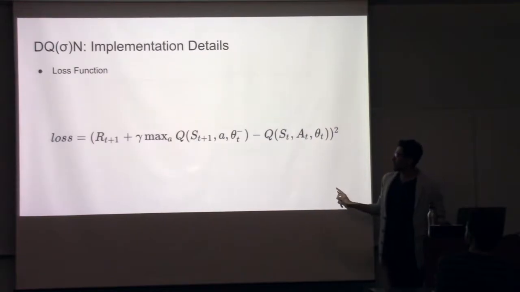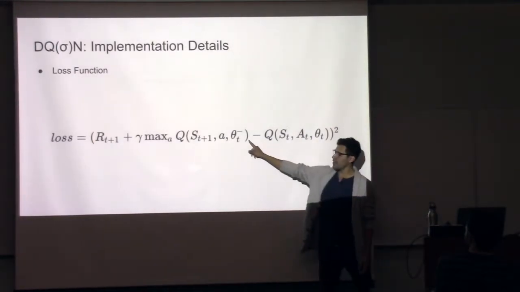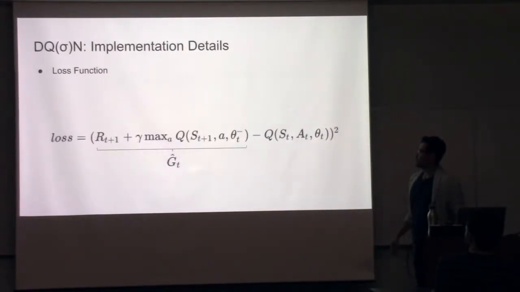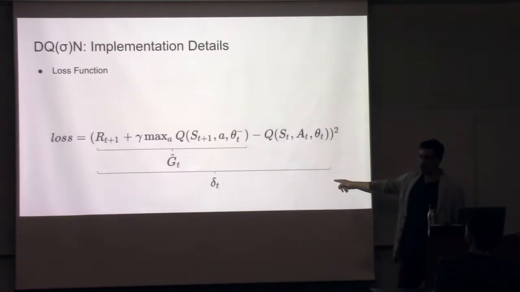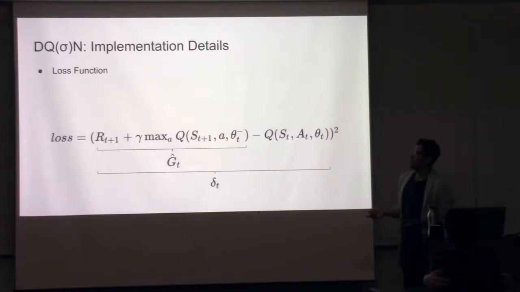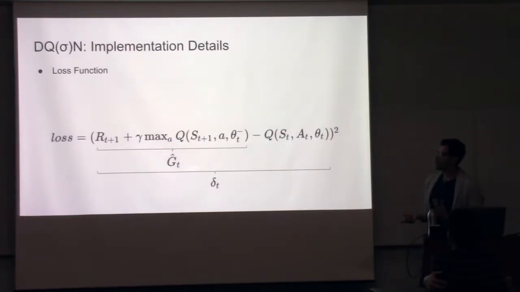Because the thing that we need to focus on right now is that this quantity right here is just the estimate of the return used in the Q-learning algorithm. And this quantity in brackets is just the TD error. So essentially, the DQN architecture is just using the squared TD error as a loss function and is minimizing that.